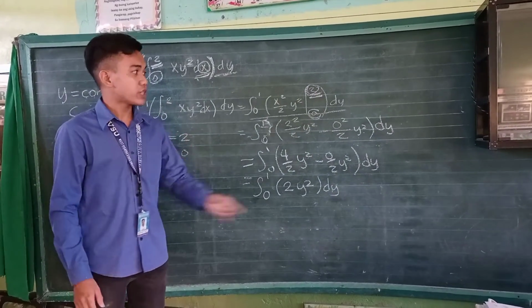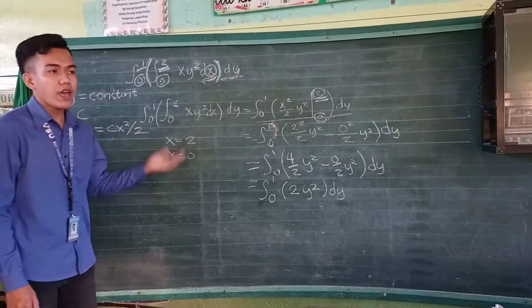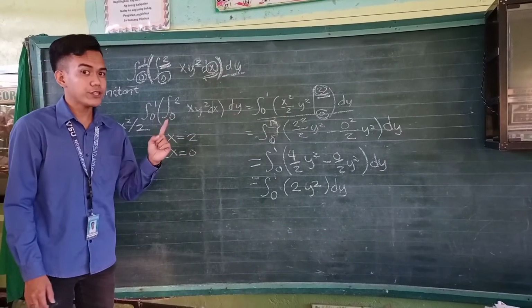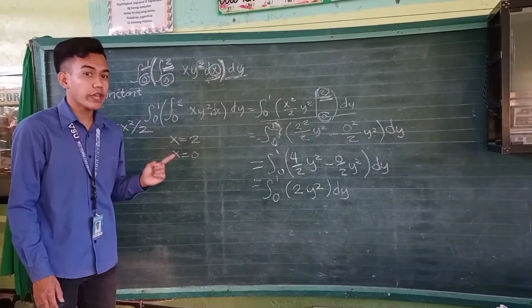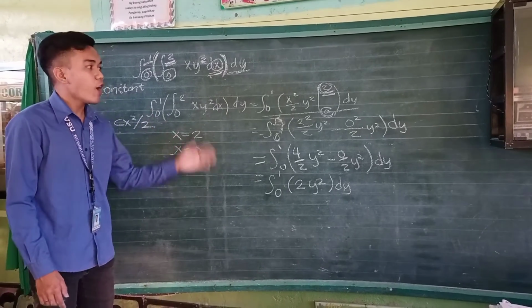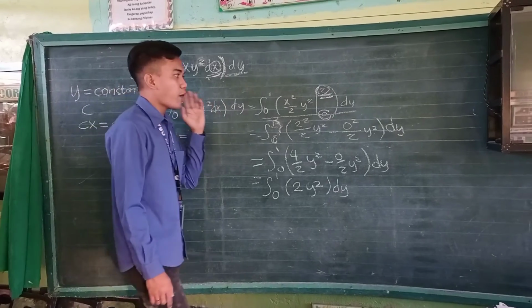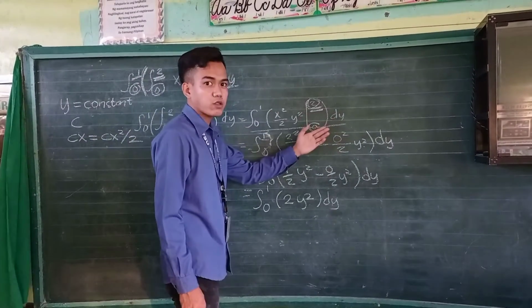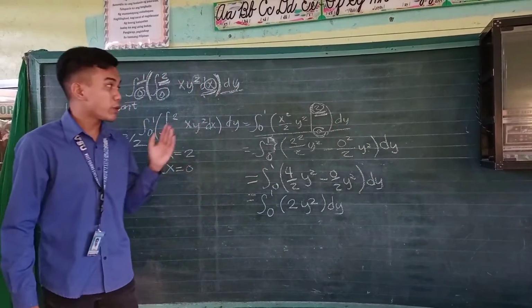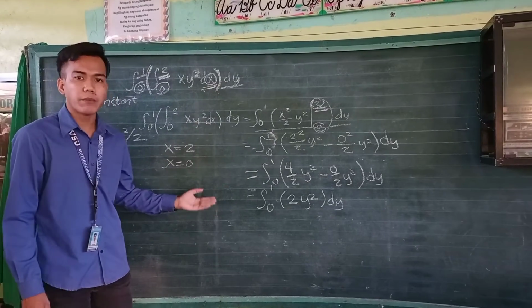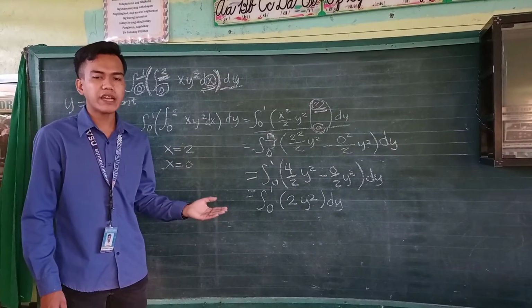And what is the main reason why we consider this problem as a double integral? First, it is because we are looking for the area of a rectangle, as well as that it has limits with respect to x and with respect to y. Thus, we conclude that this given problem is an example of a double integral.